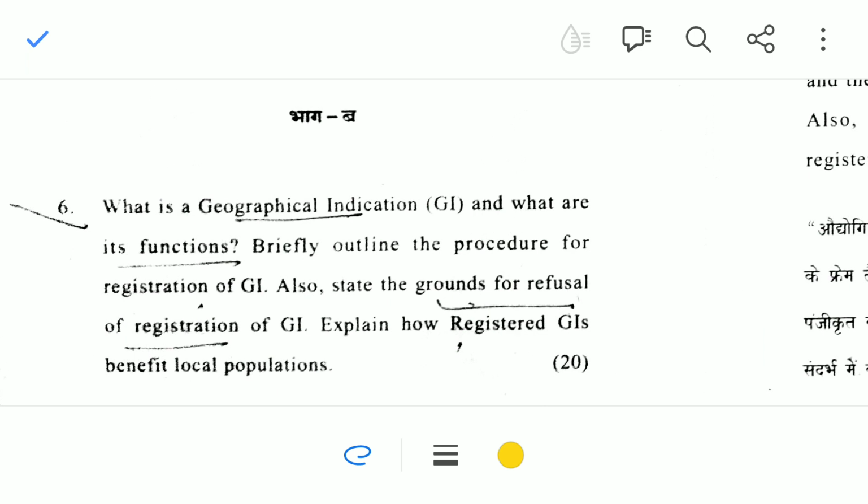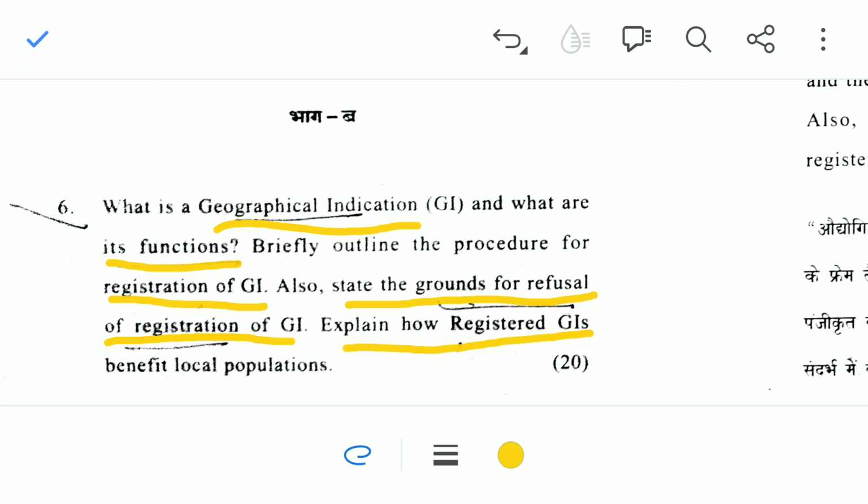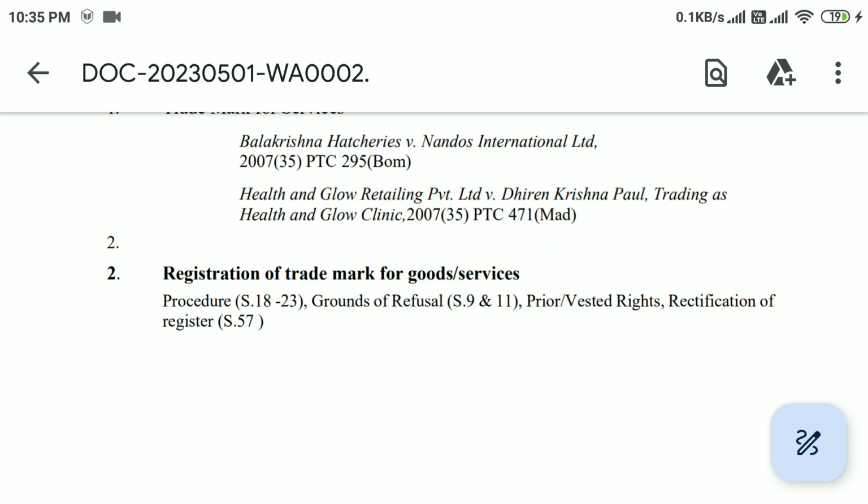This is question based on the geographical indication. You can see what is the geographical indication and what are its function. Briefly outline the procedure for the registration of GI. Also state the ground of refusal of registration of GI. Explain how registered GI benefit local populations. Okay, so let's see the syllabus for the GI.